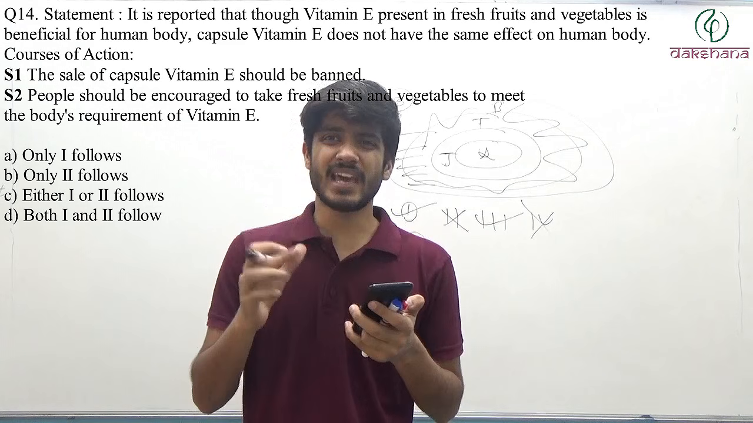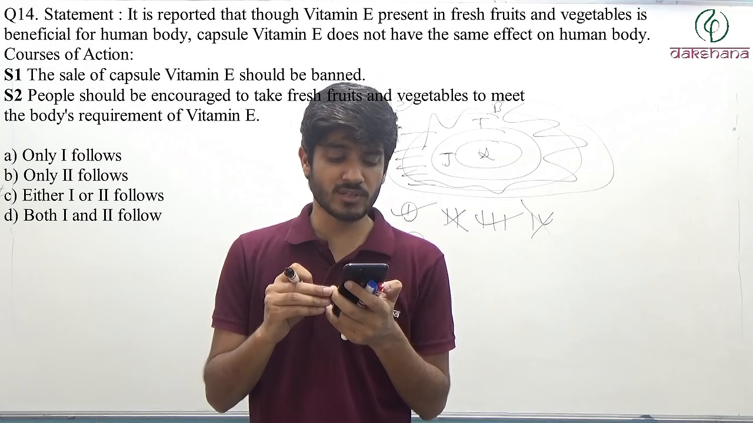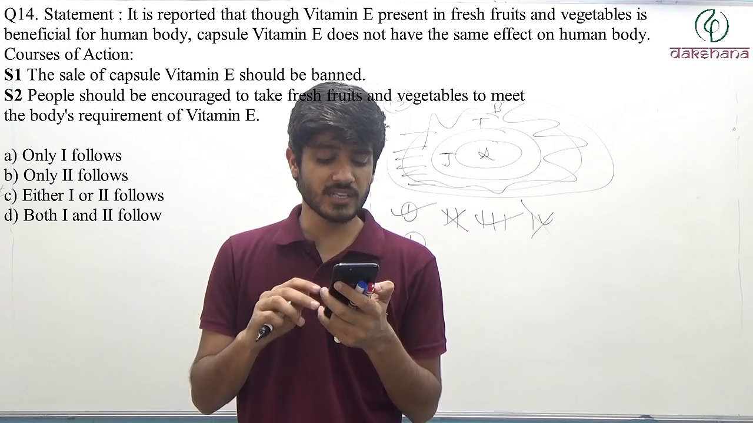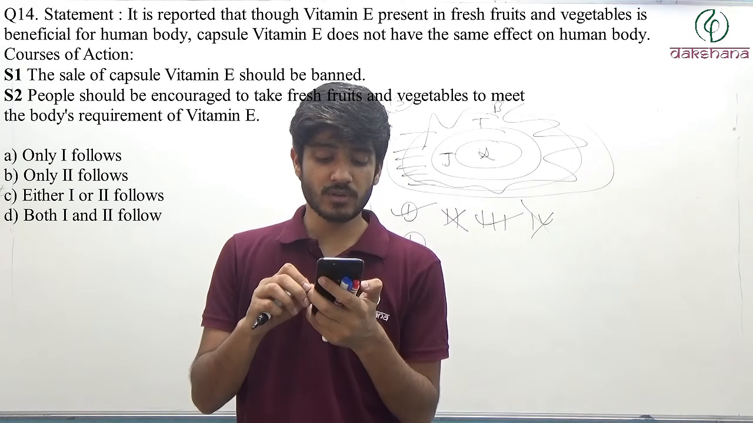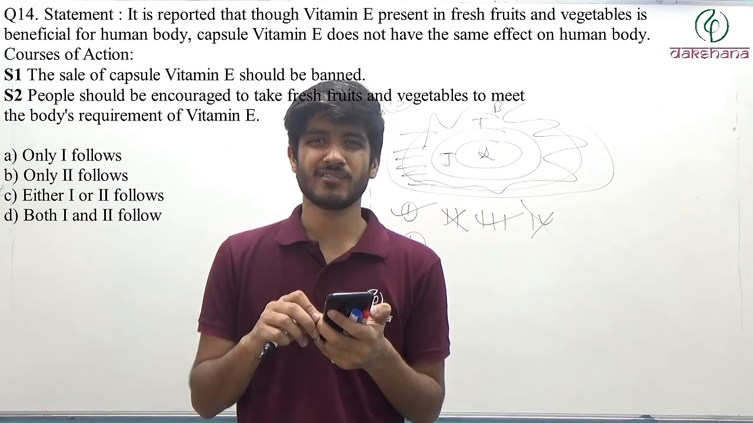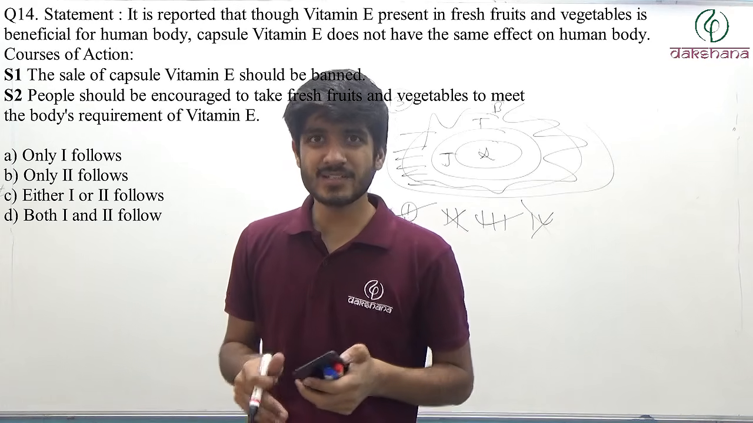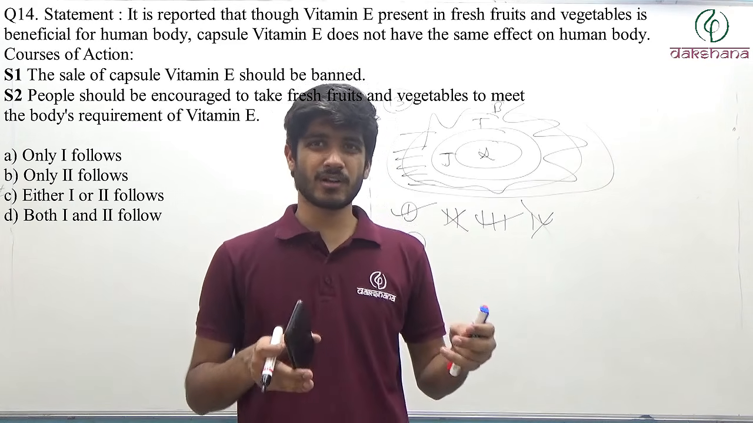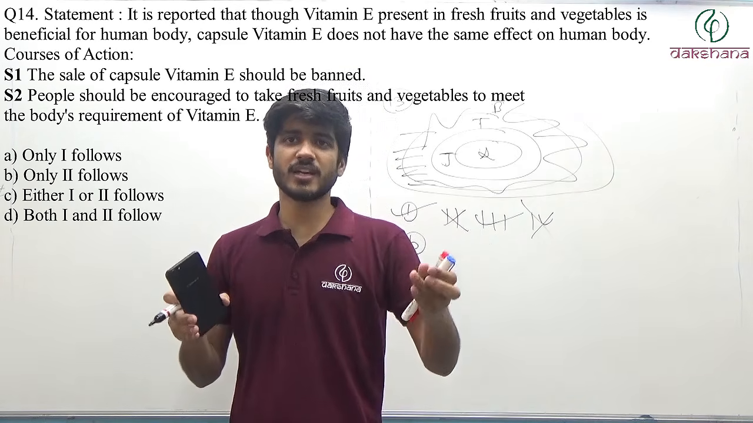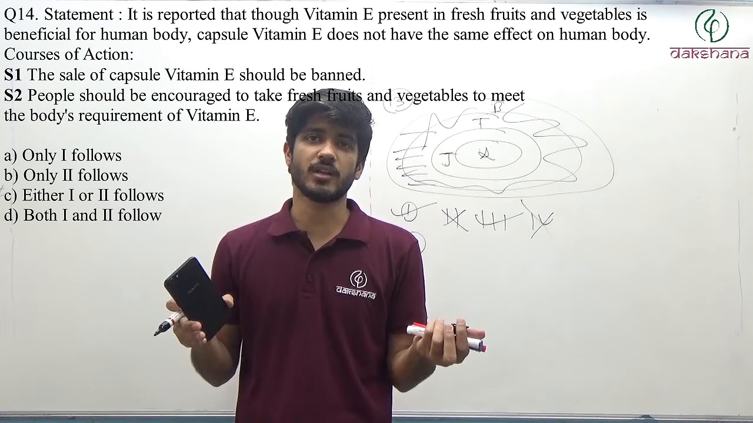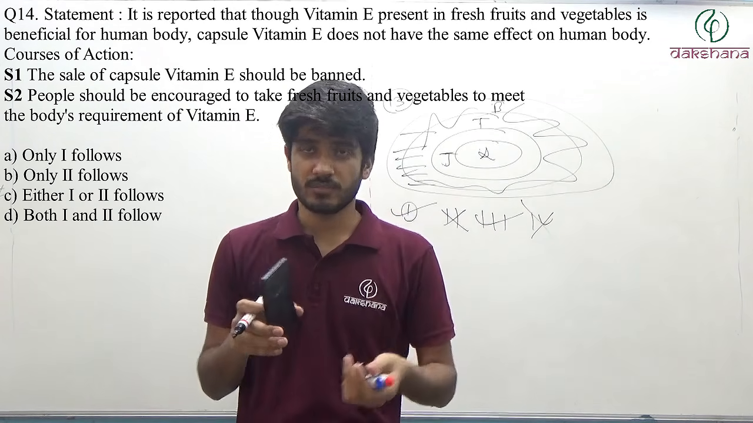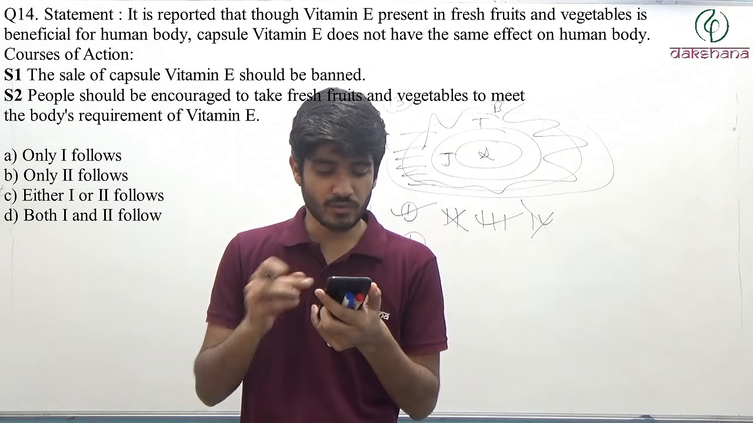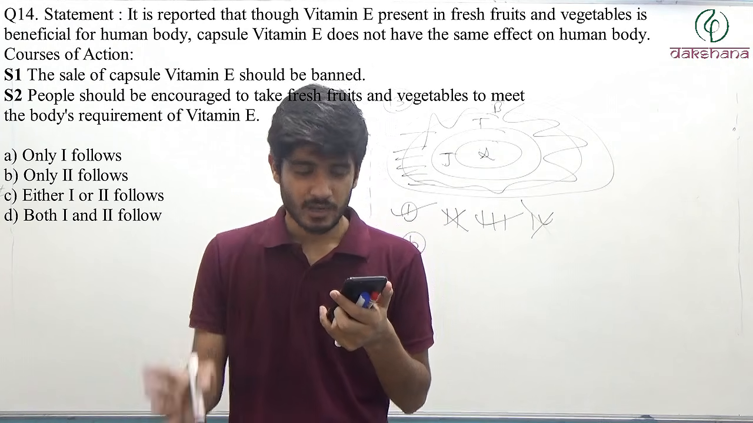So what should be the action? I mean, the courses of action they are talking about. Statement 1 says the sale of capsule vitamin E should be banned. Why should we ban it? It's just that it's not as effective as the fruits. It doesn't mean that we should ban the capsule, right? So that's not the right action to follow. So statement 1 does not follow.